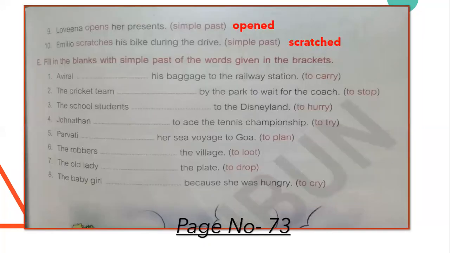There are two more sentences, students, on the next page. Lavina opened her presents and Emilio scratched his bike during the drive.